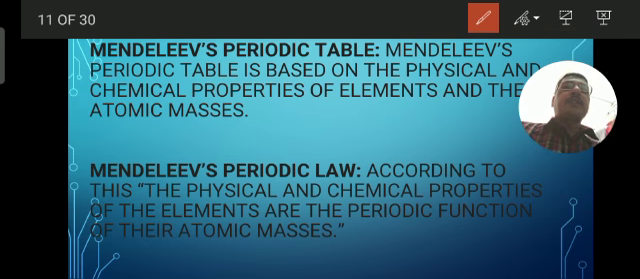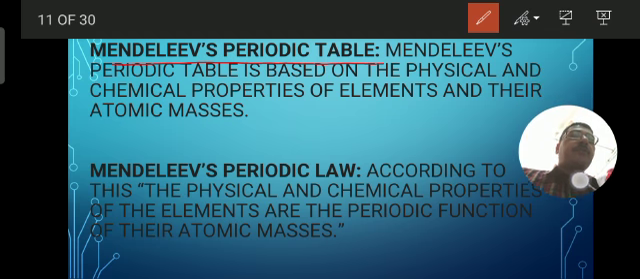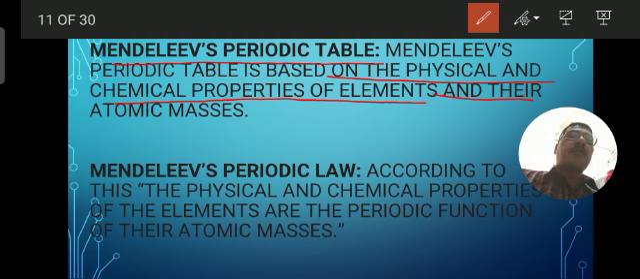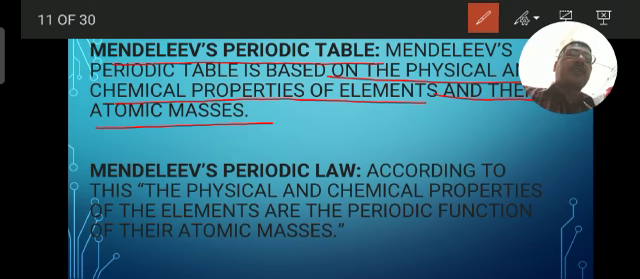Let us see Mendeleev's classification. Okay, Mendeleev's periodic table. What is there in Mendeleev's periodic table? Mendeleev's periodic table is based on the physical and chemical properties of elements and their atomic masses. As per this basis of classification, he gave the law of classification, which is known as Mendeleev's periodic law.